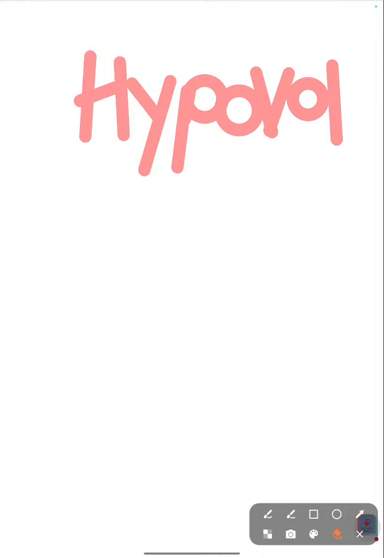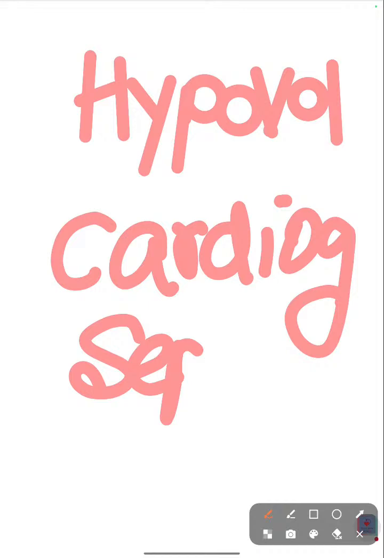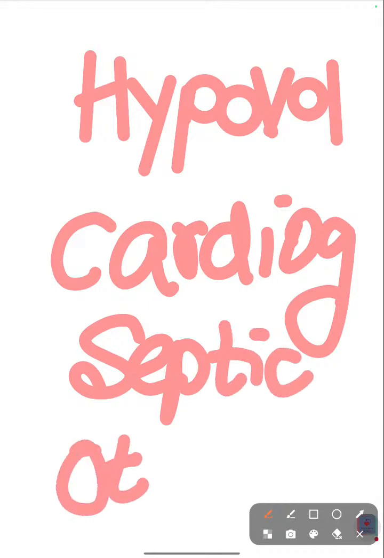So there is cardiogenic shock. There is septic shock, and there are other types of shock: traumatic shock, neurogenic shock, hypoadrenal shock. So these are the different types of shock.